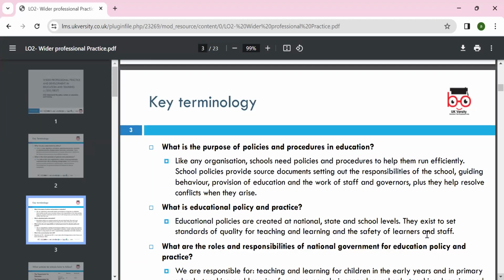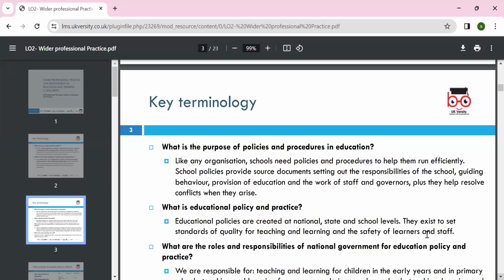Key terminology: what is the purpose of policies and procedures? As we discussed, like any organization, a school needs policies. For example, let's assume we have very close relatives studying where we teach, so marking procedures matter because of conflict of interest. If a son, daughter or other relative is in the same school, we have a clear policy that you shouldn't mark that exam paper; it should be marked by someone else. So yes, that makes sense.